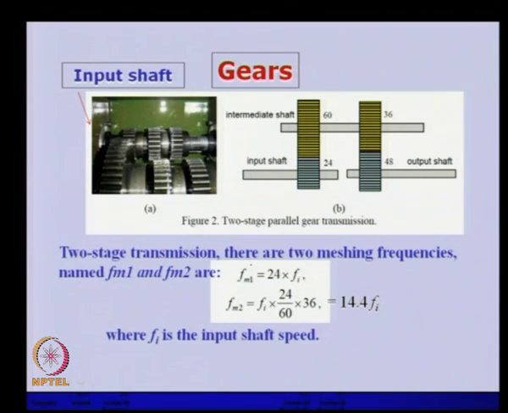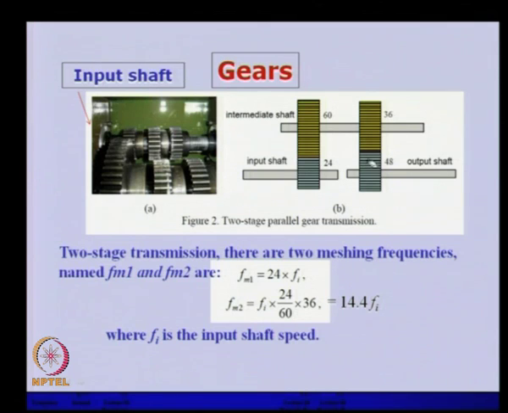So, first is between these two. The input shaft speed is this one, Fi, and if you multiply by the number of teeth of the pinion, we will get FM1. So, this is one of the tooth meshing frequencies. We could have taken this number of teeth and the speed of the shaft, this one, and we could have got the same value. Another pair is this one.